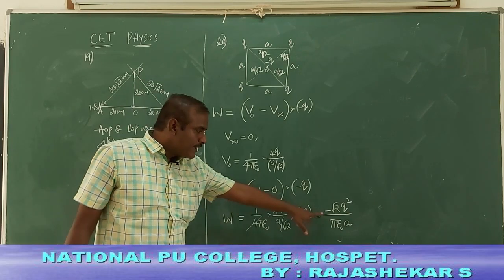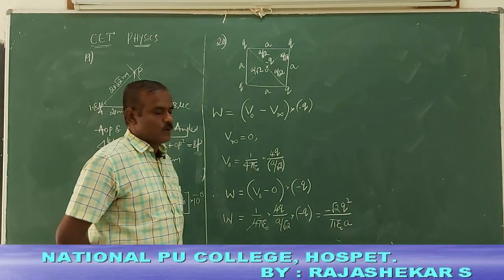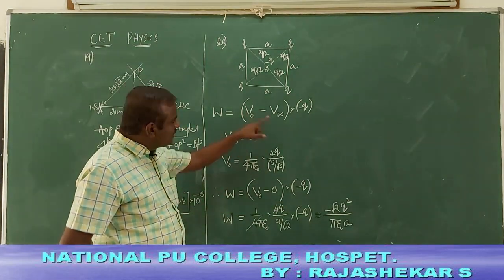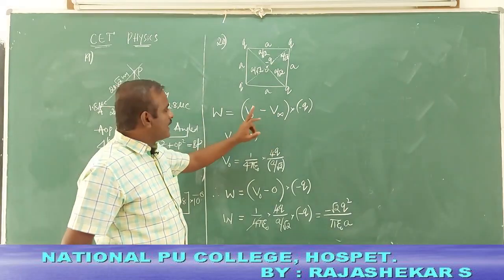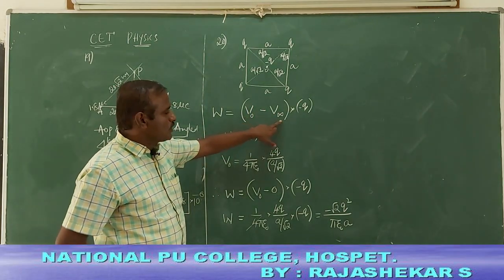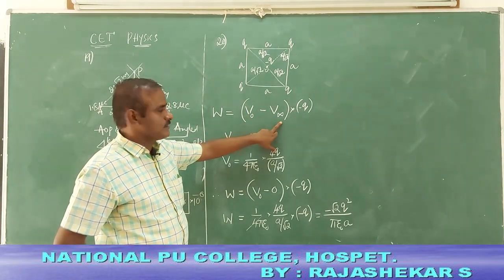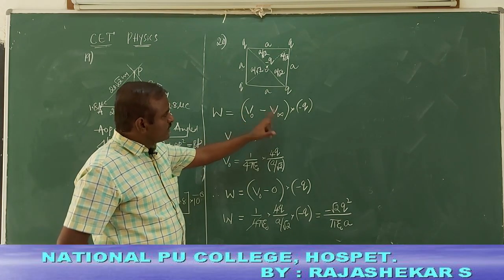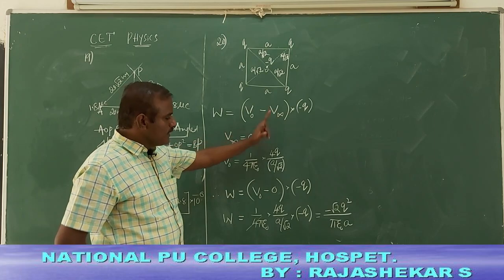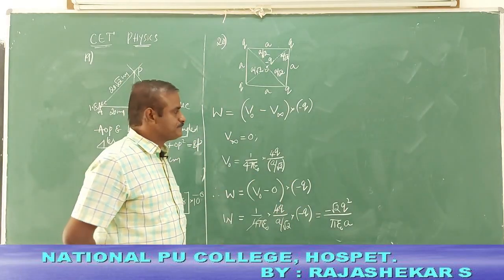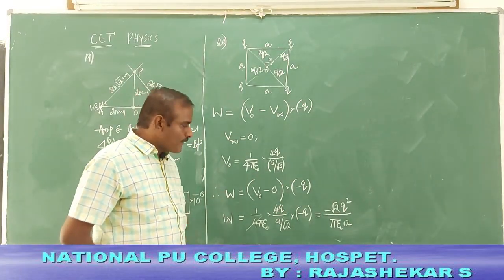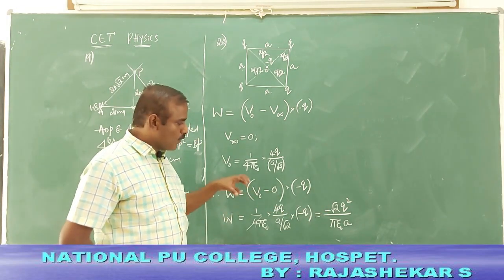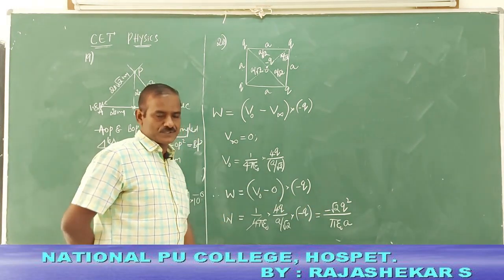And considering magnitude, you can avoid the minus sign also. This can even be written as V infinity minus V0. I referred to it this way because charge moves from higher potential to lower potential, so I took V0 minus V infinity. If you take V infinity minus V0, then you will obviously get a plus sign. Otherwise we got a minus sign considering work done, and then you can avoid the minus sign also.